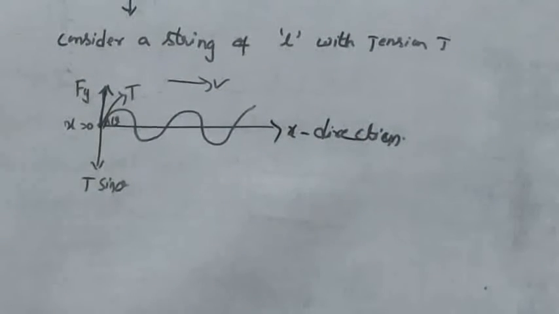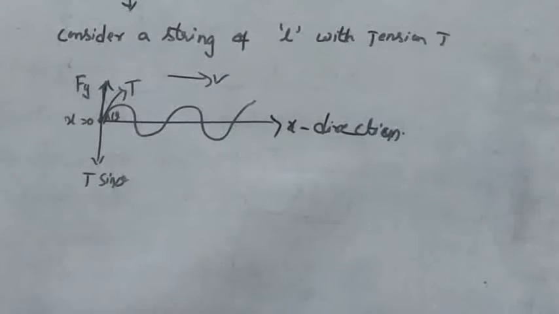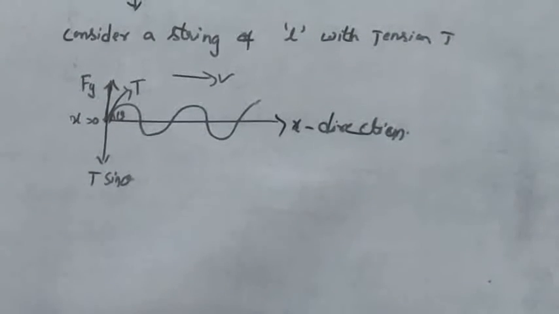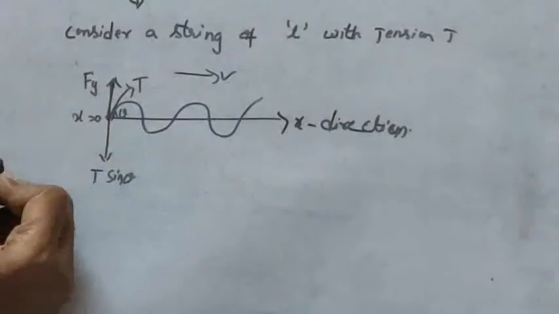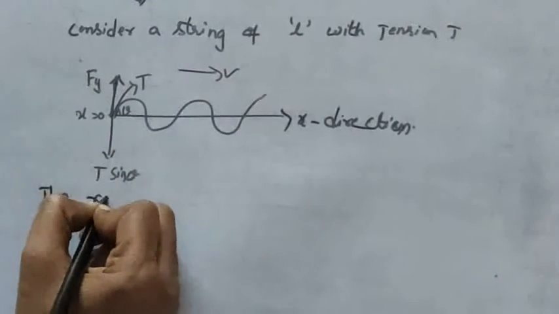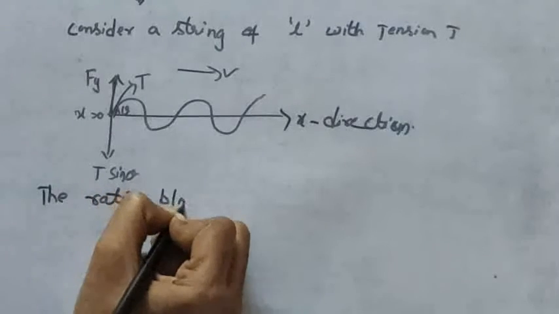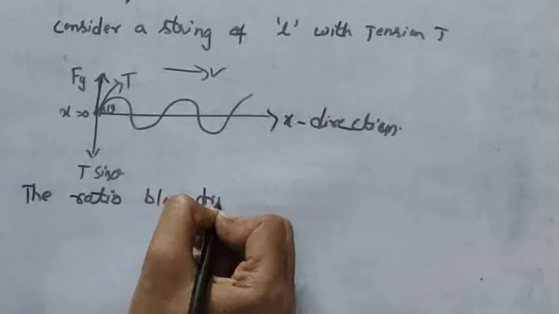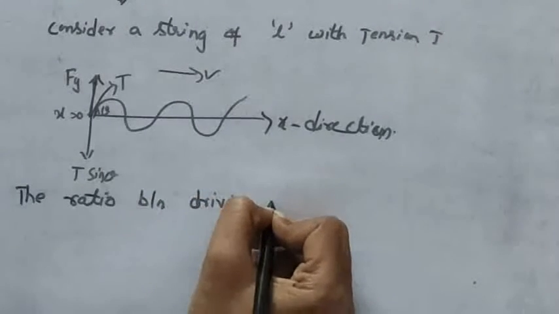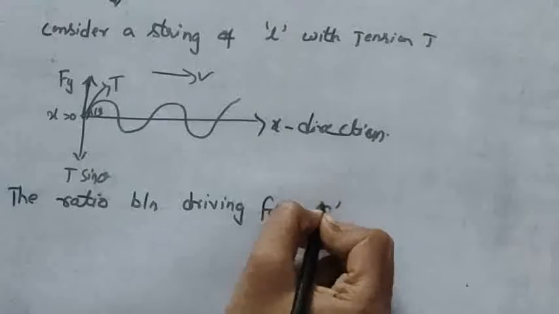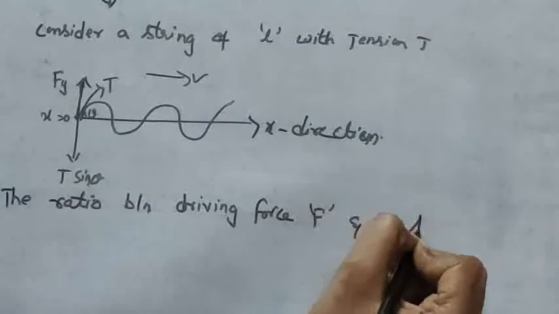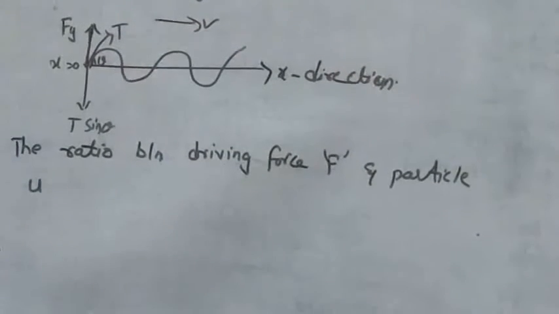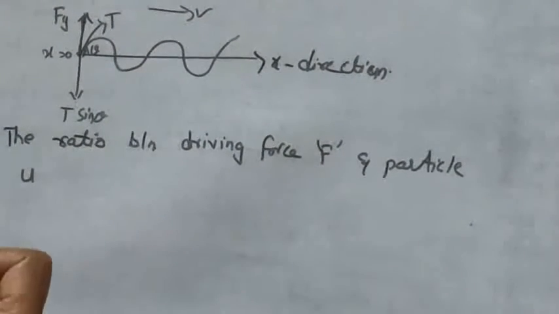Now we consider the ratio between the driving force F, that means the applied force, and the particle velocity, which we represent with u. The ratio between the driving force F and the particle velocity u is known as the transverse wave impedance.